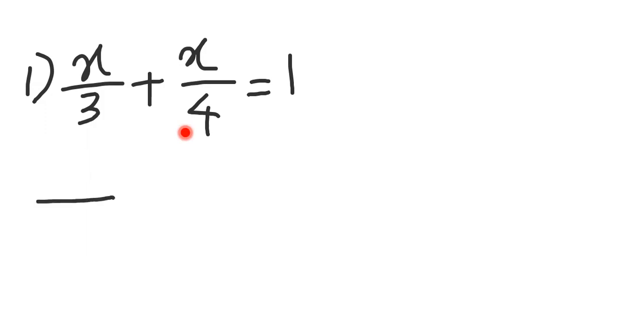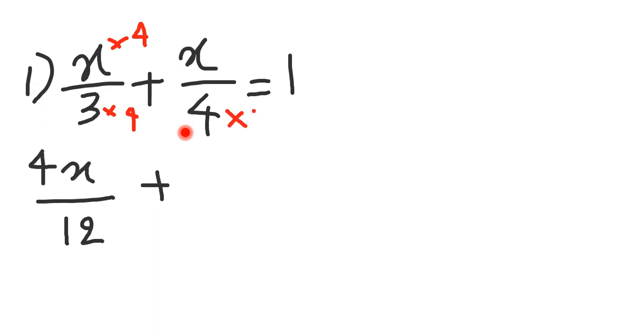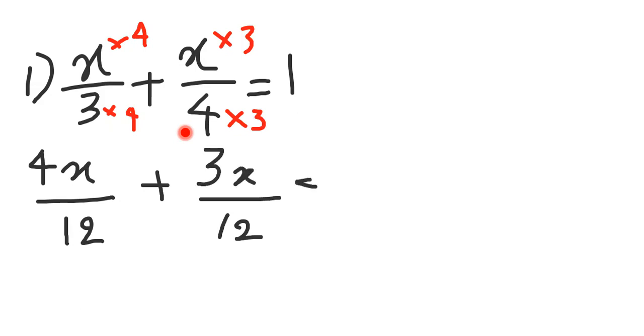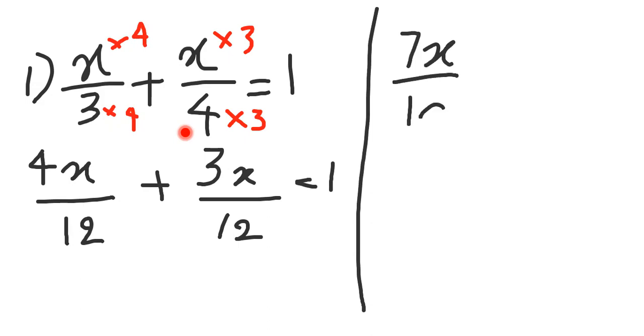So how can I make 12 here? 3 times 4. 3 times 4 is 12. So when I multiply the denominator by any number, definitely you have to do the same thing for the numerator, x times 4. So x times 4 is 4x. Now, the same thing here, LCM 4 times 3, x times 3. So 4 times 3 is 12, x times 3 is 3x. Clear? Equal to 1. Now what can I do? 4x plus 3x. 4x plus 3x is 7x. 7x over 12 equal 1.